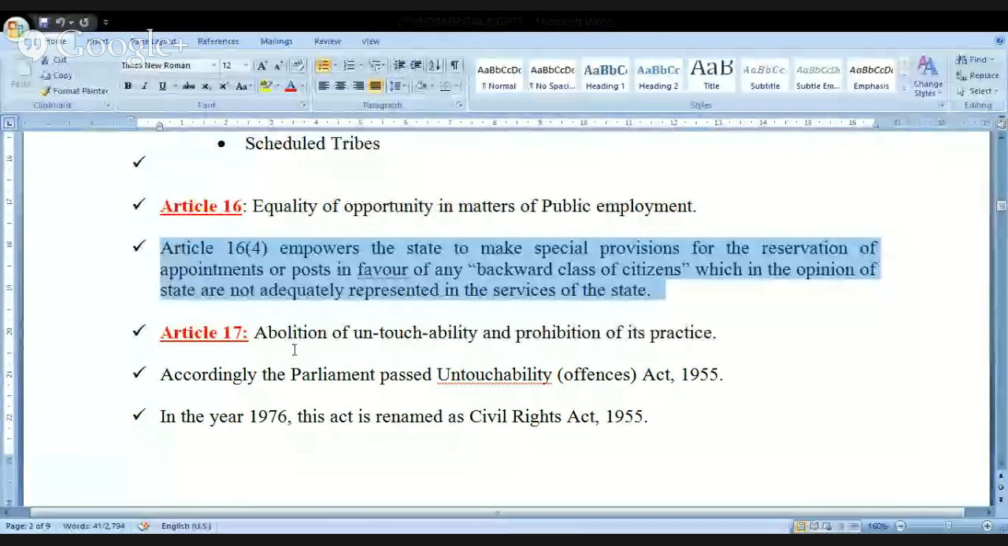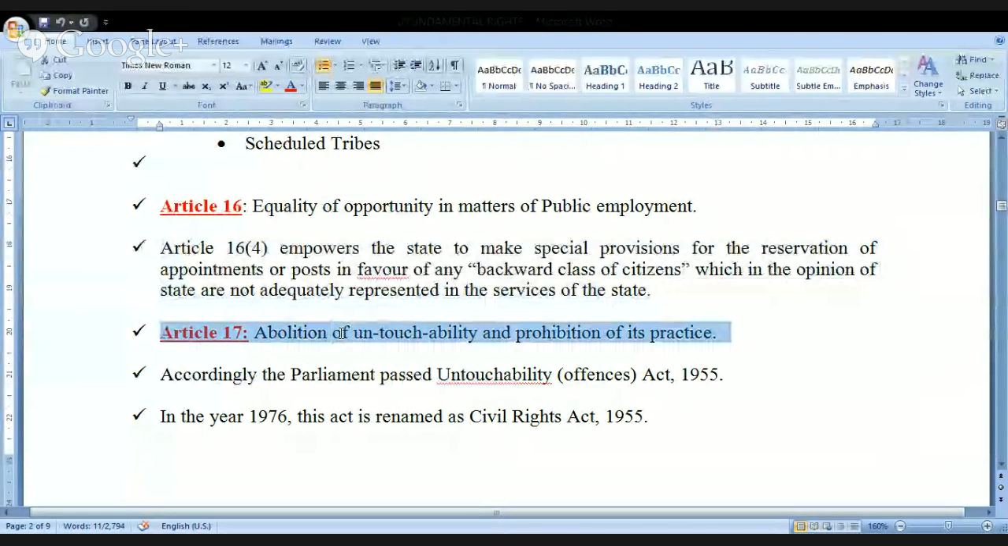I'm going to the next one here. It is Article number 17. It talks about the abolition of untouchability and prohibition of its practice. Look at this. What is the meaning of this? Abolition of untouchability and prohibition of its practice. The concept of untouchability was very much in vogue in India. It was present from times immemorial. And especially in India, when the Zamindari system was there, this particular untouchability concept reached its peak, in fact.